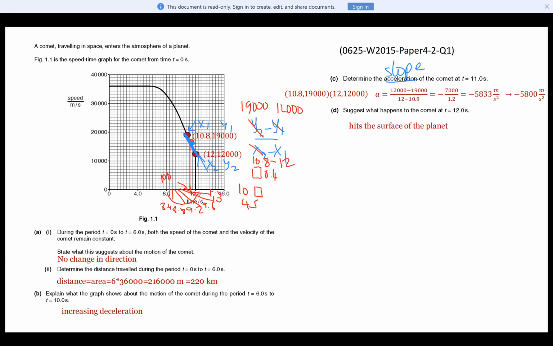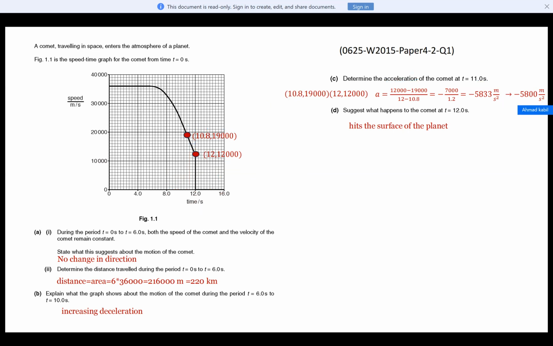So you get 7,000 in the numerator divided by negative 1.2 in the denominator. And as the written answer suggests, this gives us negative 5,833 meters per second squared. Of course, you can approximate to two significant figures, and you get 5,800 meters per second squared for the acceleration, in the negative, of course.